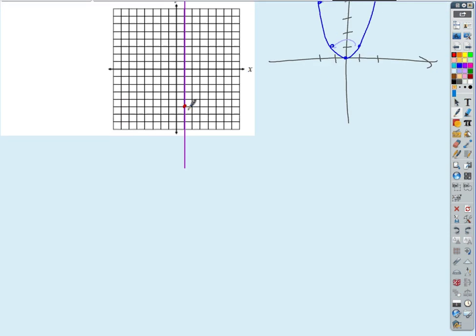So I'd go over 1 and up 1, over 2 and up 4, and reflect those over the axis of symmetry. And get points over here, and then that's my parabola. Way easier, right? Much less to do. So much simpler.